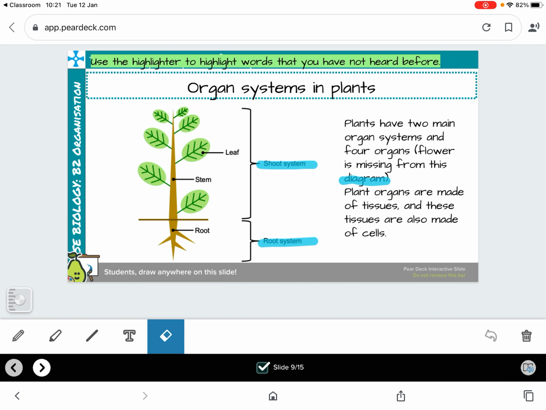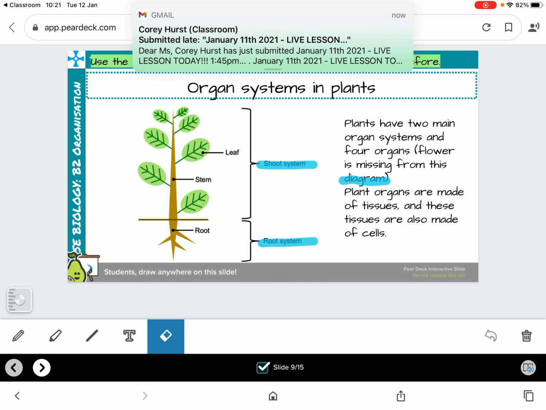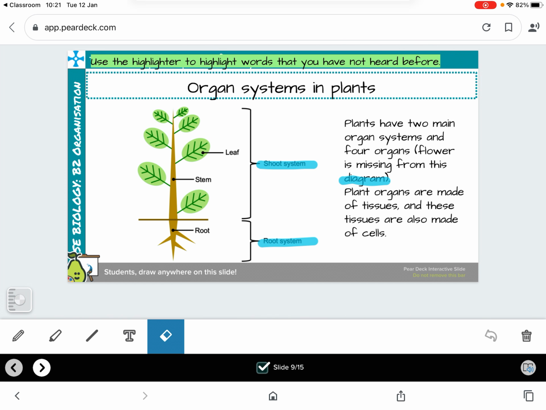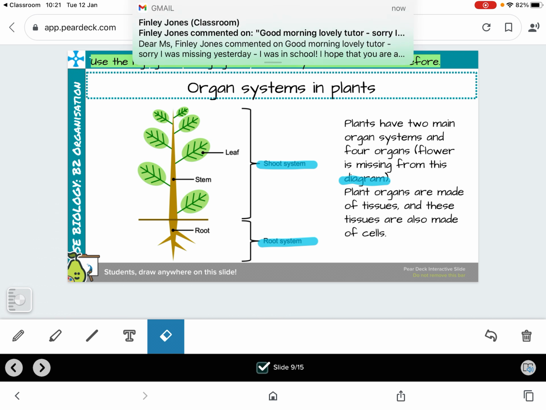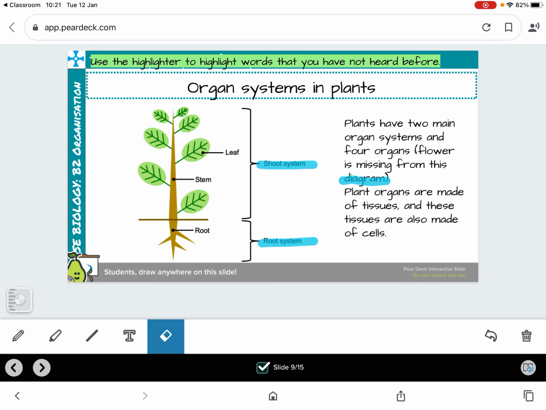Plants also have organs. They have cells and tissues and organ systems. So 4 main organs: sorry, all my alerts coming at once there. We've got the roots, the stems, the leaves, and the flower. And these work together. So the bottom half of the plant, the root, makes the root system. And then we have on the top half of the plant, the shoot system.